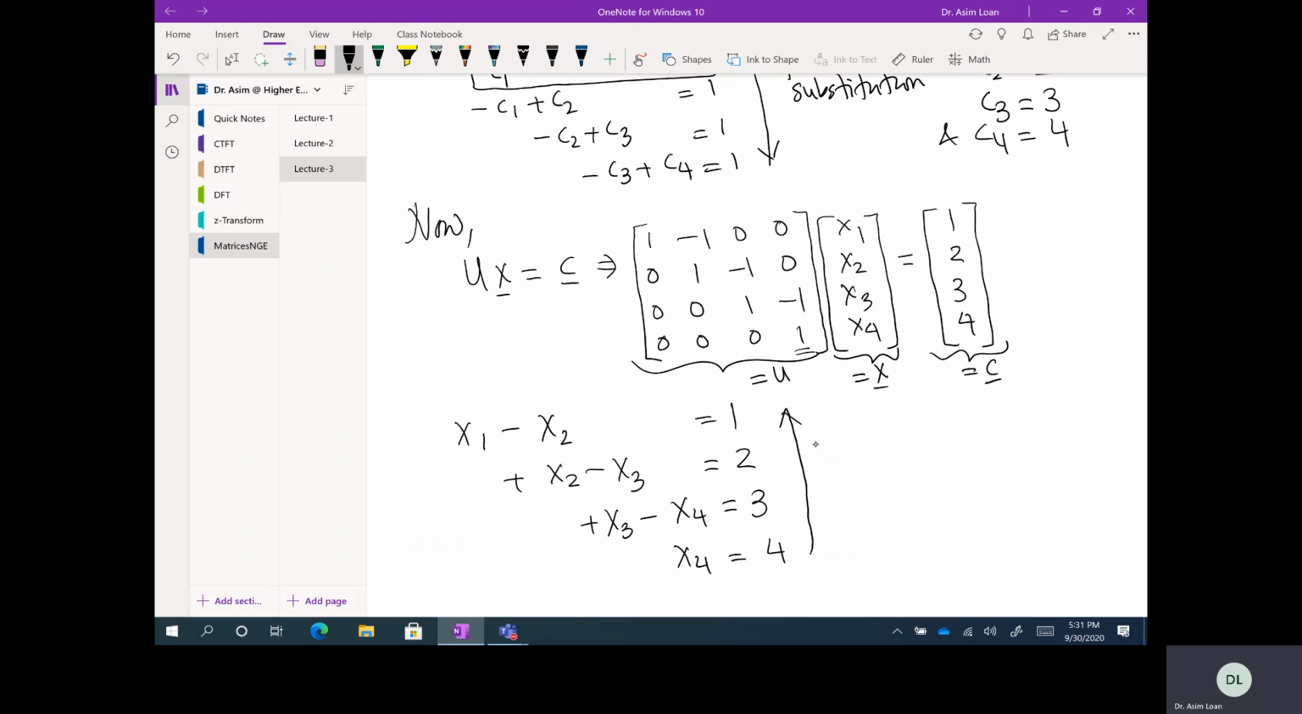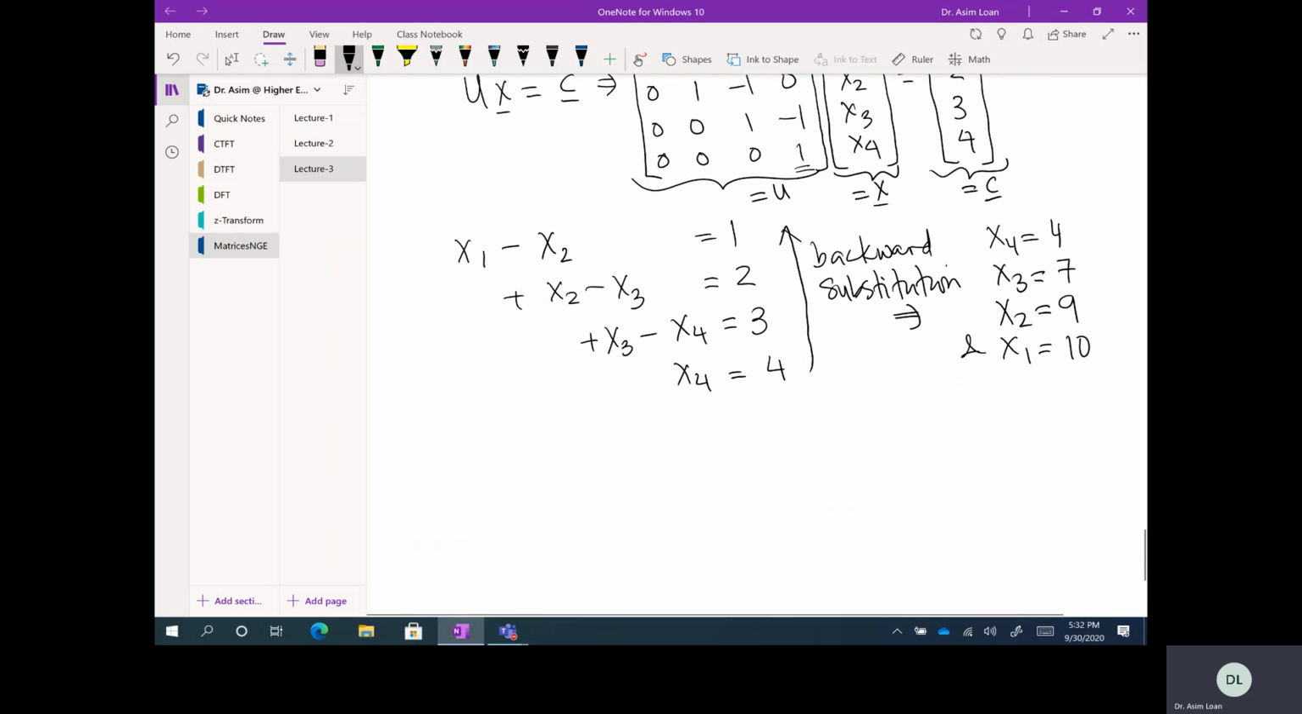Now I do backward substitution. x4 equals 4, so x3 is equal to 7, x2 is equal to 9, and x1 equals 9 plus 1, 10. So the solution of AX equals B is X equals 10, 9, 7, 4.